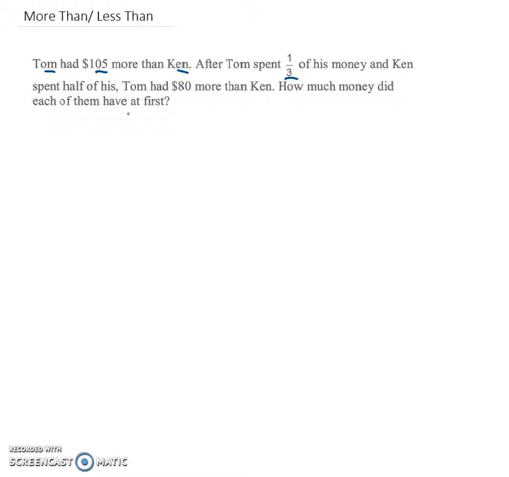So there's an initial condition, which is I have some more than you or less than you. There's a change, and then after that, there is a final condition. Okay, so let's draw the model first to let us understand this a bit better. So Tom and Ken. So Tom had 105 more than Ken. So this is Tom's model and this is Ken's model.